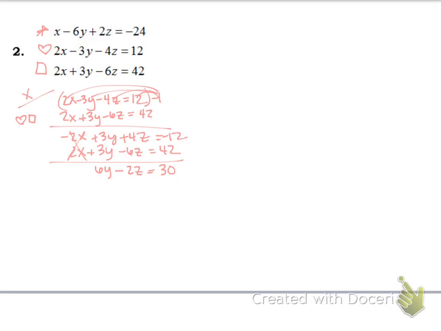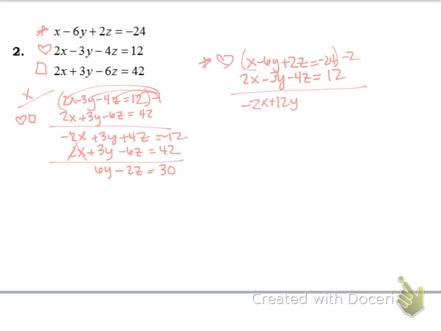Now I eliminate the same variable, picking a different equation. So I could pick star and heart this time. So x minus 6y plus 2z is equal to negative 24, and 2x minus 3y minus 4z is equal to 12. Eliminating the same variable, x, I need to multiply by negative 2, so I get negative 2x plus 12y minus 4z is equal to a positive 48. Add going down, x's cancel, I get 9y minus 8z is equal to 60.